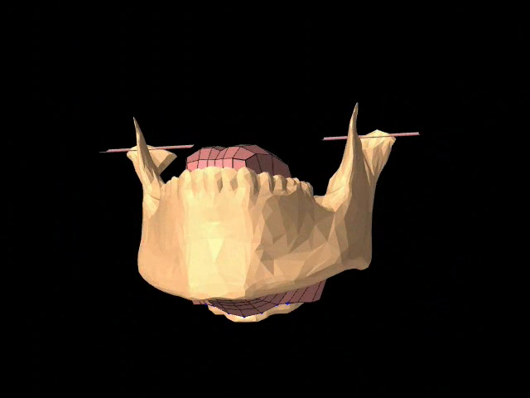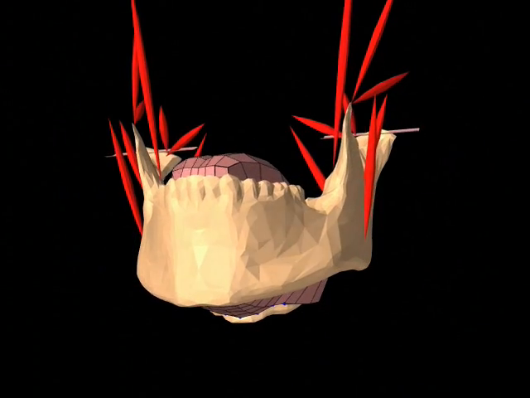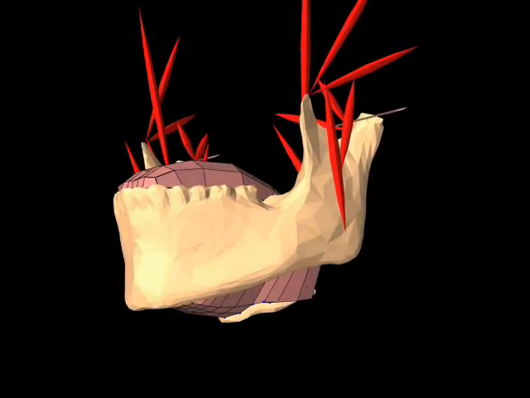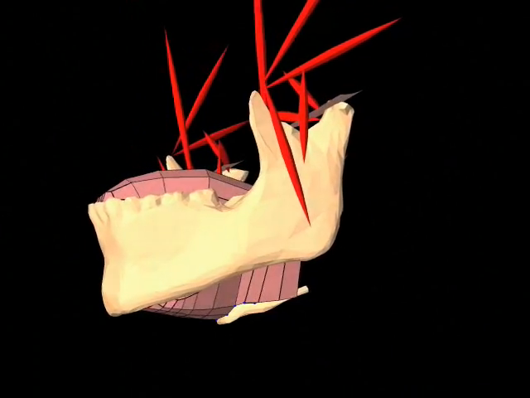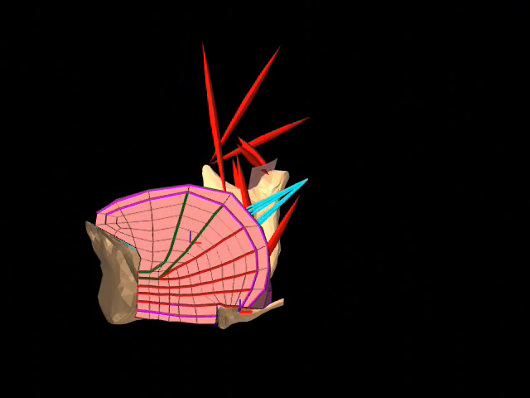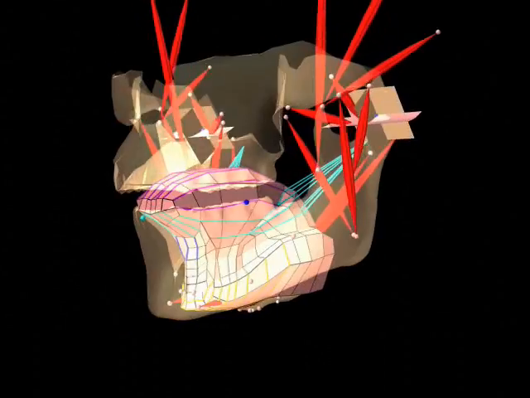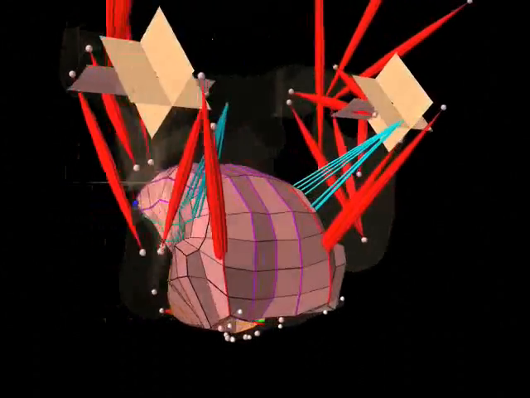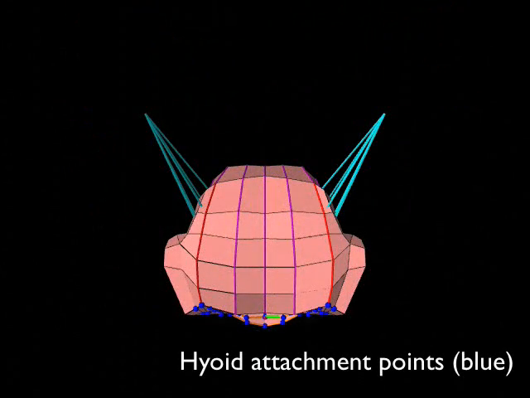The model includes point-to-point Hill-type models of the jaw muscles, as well as extrinsic and intrinsic tongue muscles embedded within the FEM mesh. FEM nodes of the tongue are attached to anatomical landmarks on the hyoid and jaw.